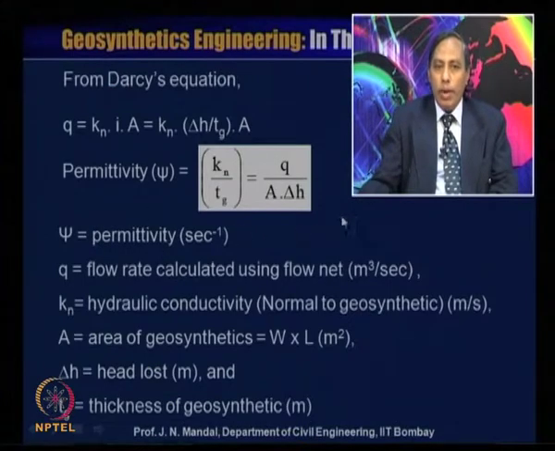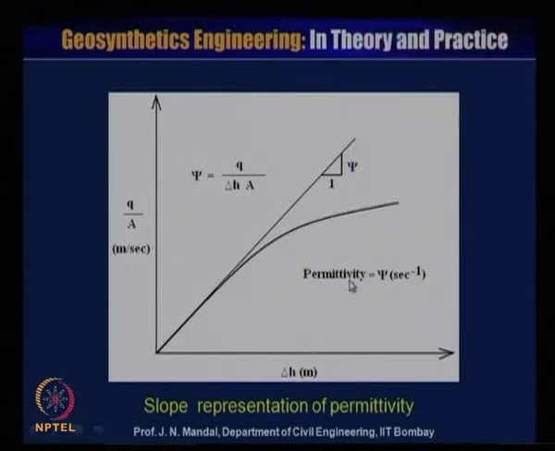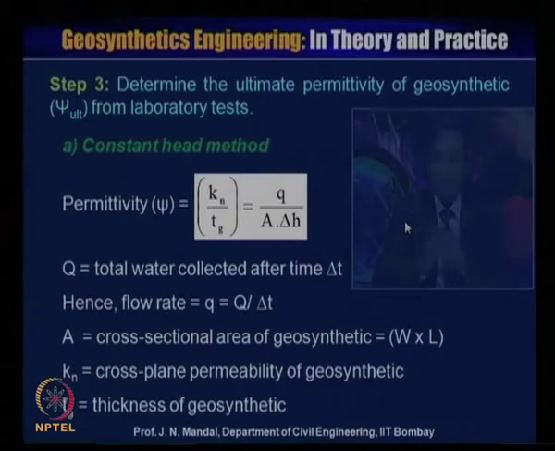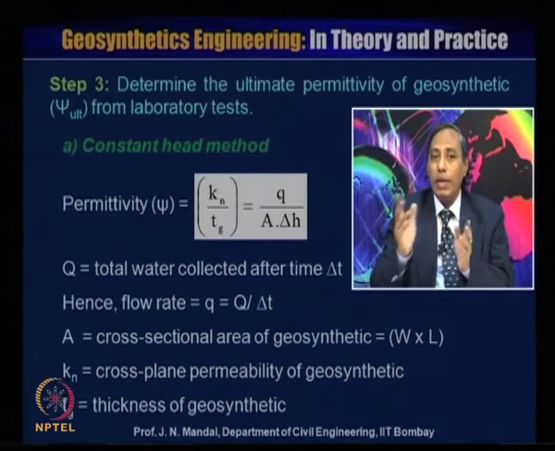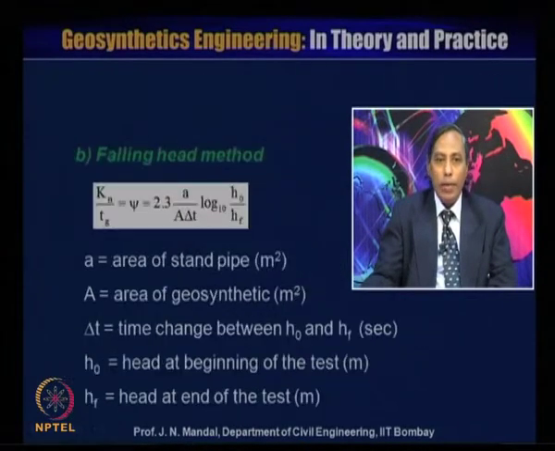So you can remember this equation: permittivity psi is equal to Kn by Tg, equal to Q by A into delta H. We derived this earlier, and from that you can get the slope representation of the permittivity, which we have covered. Now step 3, determine the ultimate permittivity of the geosynthetic, psi ultimate, from the laboratory test. This is the constant head method. You can determine permittivity psi is equal to Kn by Tg, equal to Q by A into delta H. This is from the laboratory, which we derived earlier.